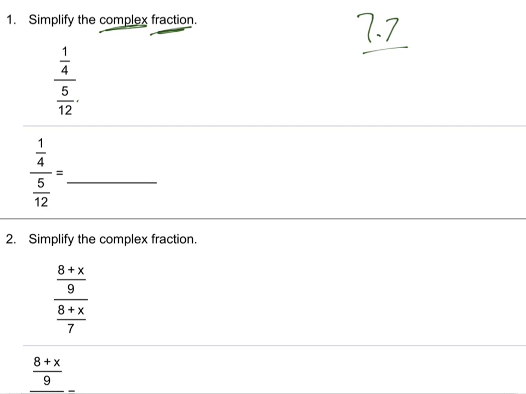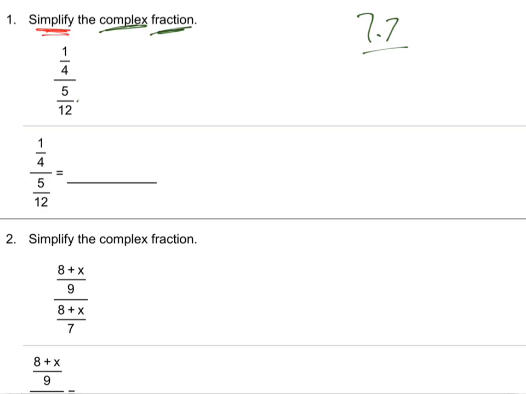So what do they even want me to do? They say simplify. What do they mean simplify? Well, just make it a little nicer. Make it not such a big, ugly fractions over fractions, you know. Make it just a regular fraction, not fractions over fractions. How can we clean it up?